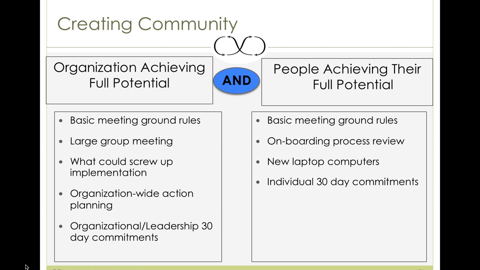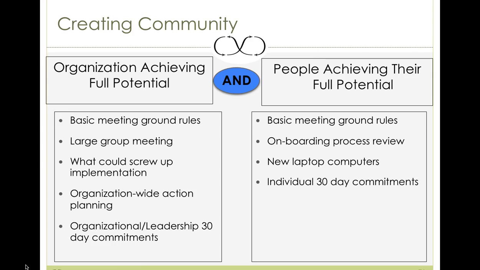Then we look at creating community. So this is the one, remember I talked about the part and whole, and it could be individual people, it could be functions, could be business units, and the whole organization. It could be an individual and the team in which that individual is a member. In this case, we were looking at the buying organization.